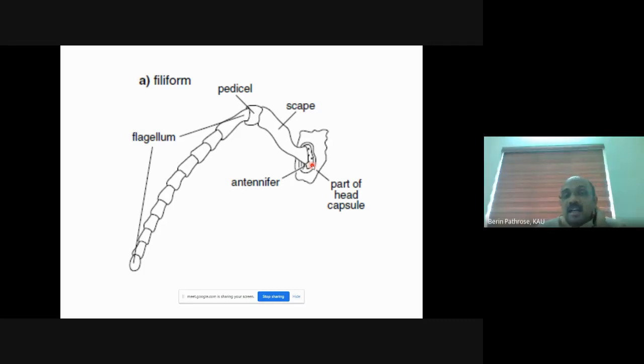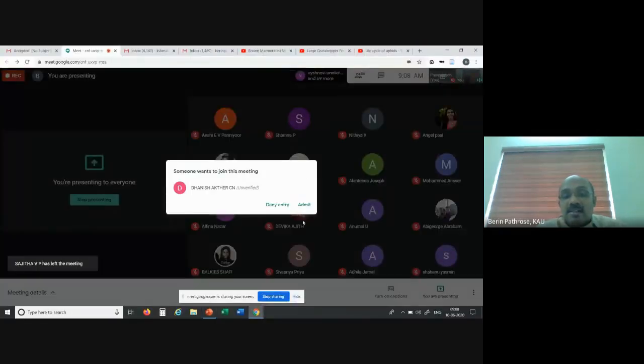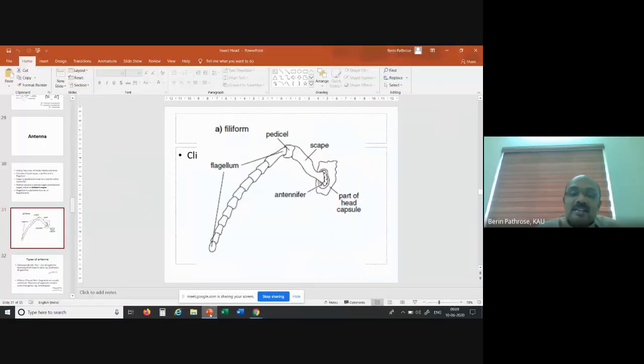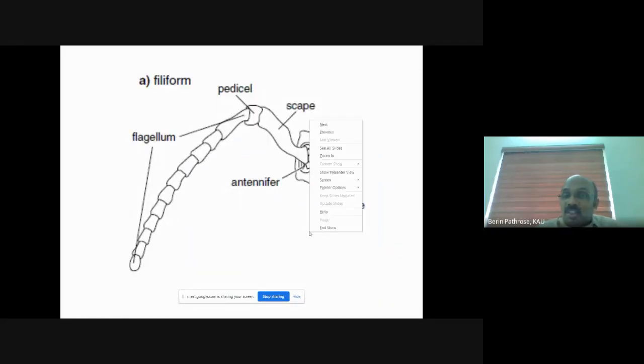Okay, fine. And one thing with respect to these segments, the antenna, the flagellar segments, which we call flagellomeres, these are not true segments. These are not real segments. Actually, these are simple subdivisions. If it is a true segment, each segment will have muscles, which we call intrinsic muscles. But the antennal segments don't have intrinsic muscles. So these antennae flagellar segments, the flagellomeres, are not true segments. We call them annulated segments.